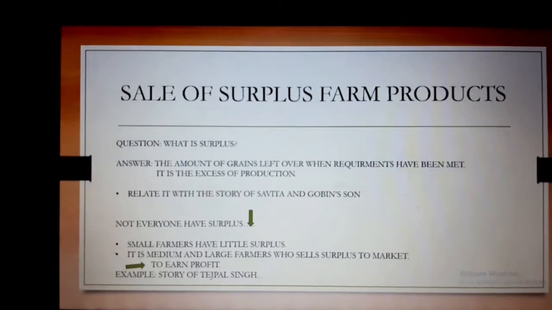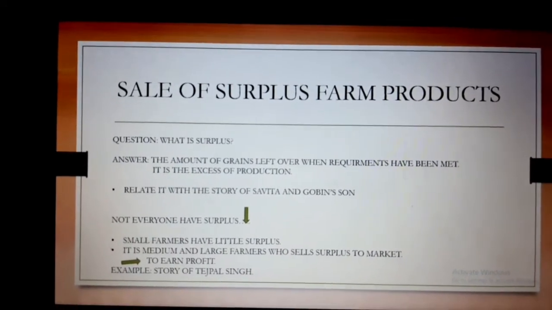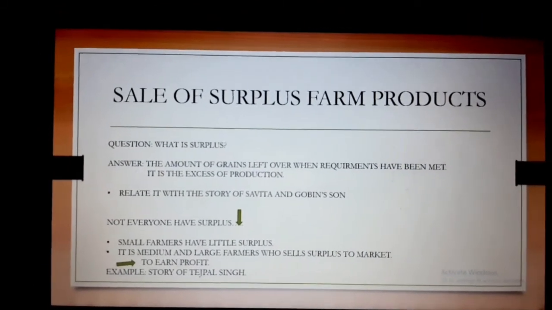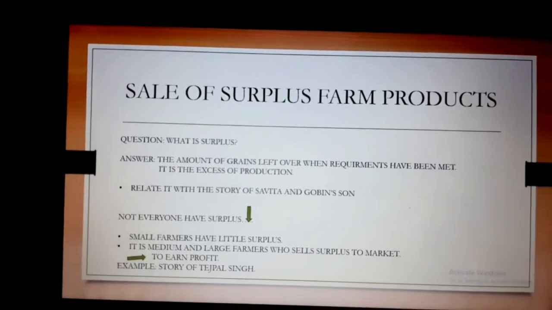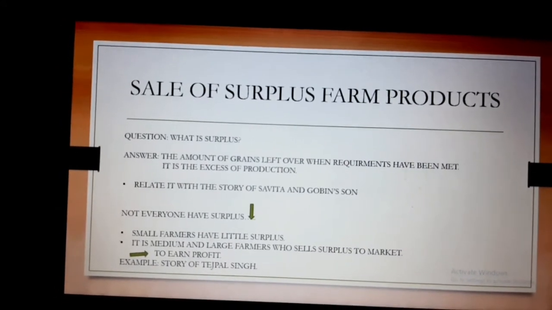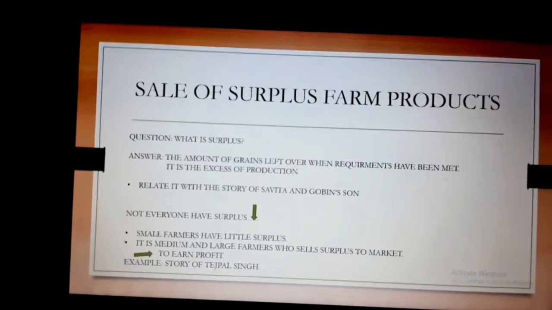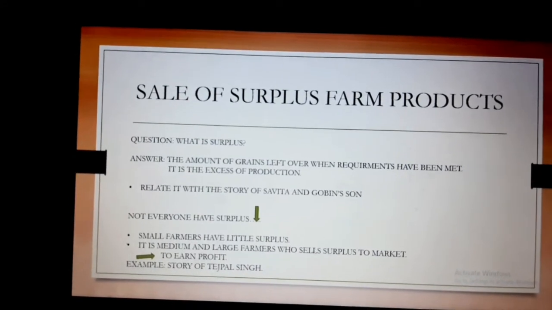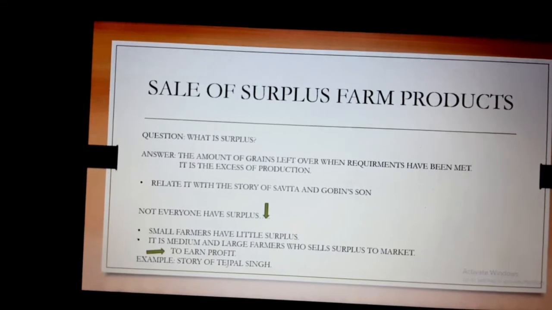So relate it with the story of Savita and Gobind's son. I have already told you in this session what the story of Savita and Gobind's son is. If you were not there in the session, you can go through the book, you will get to know about the story. Not everyone has surplus, small farmers have little surplus. It is medium and large farmers who sell surplus to the market to earn profit. Let me tell you one small example.